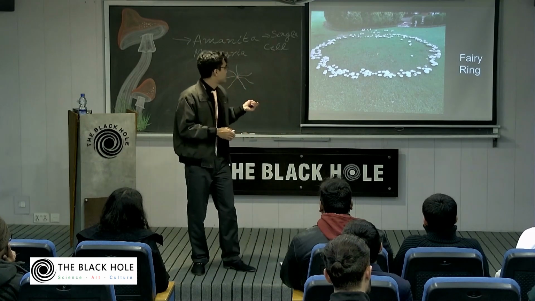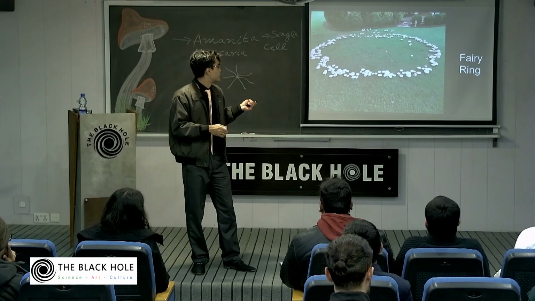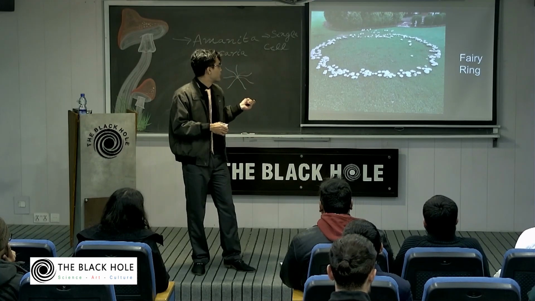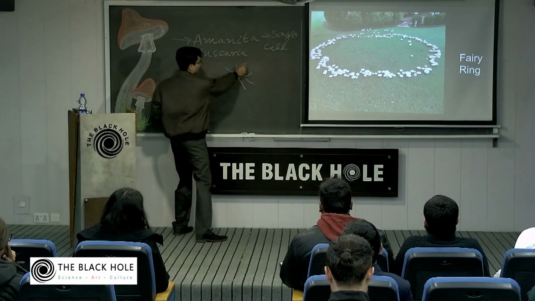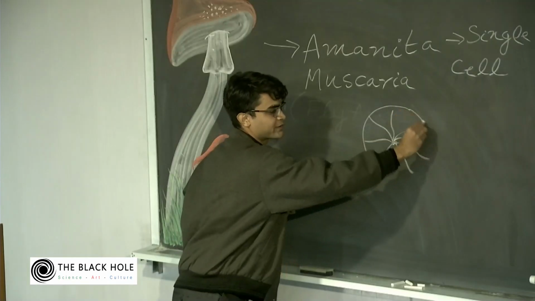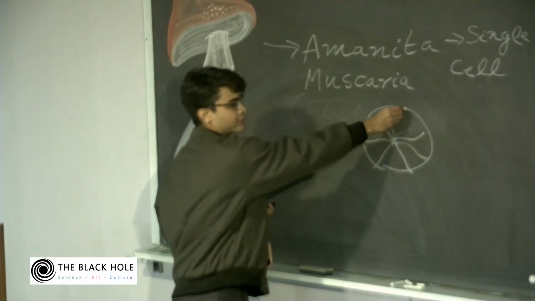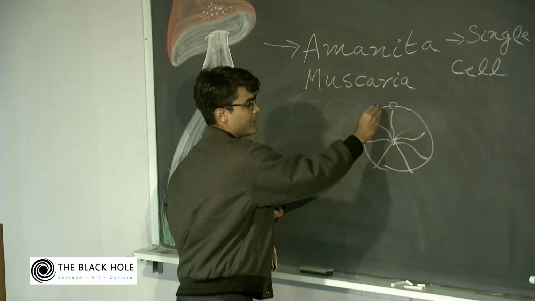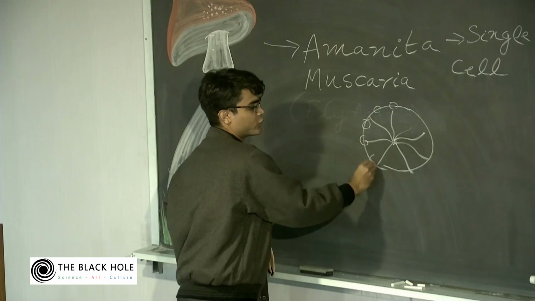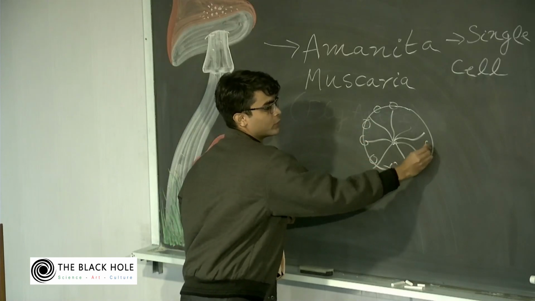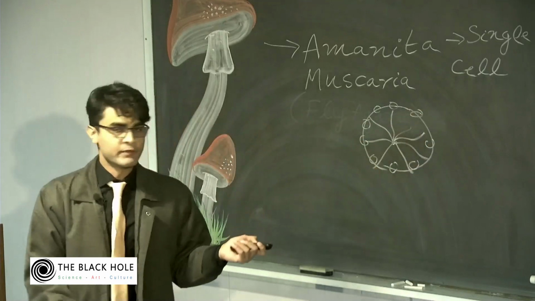So what usually happens is that when this mycelium grows outwards from one point, it will grow radially outward. So it forms a circle. And once it's done growing, at the end where it stops growing, you will see all these mushrooms pop up. So these are what are called fairy rings.